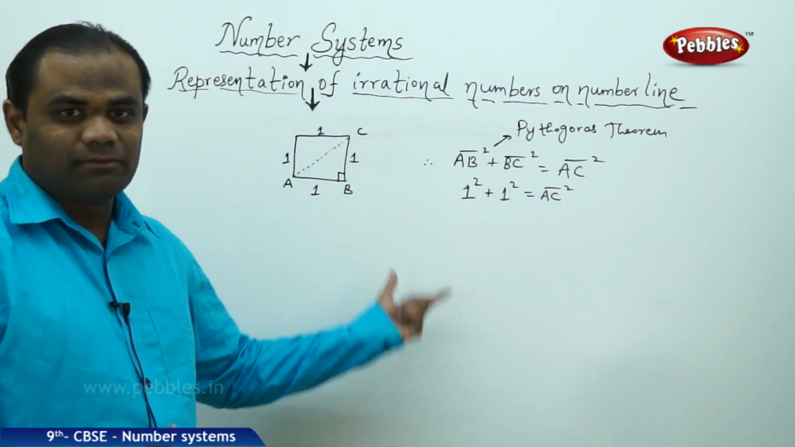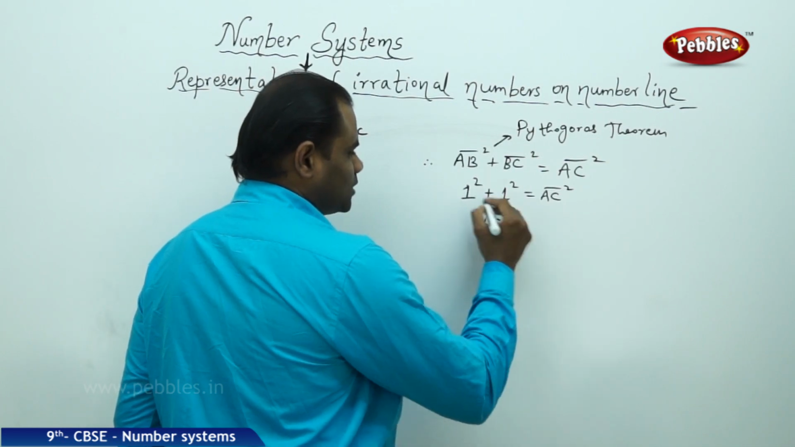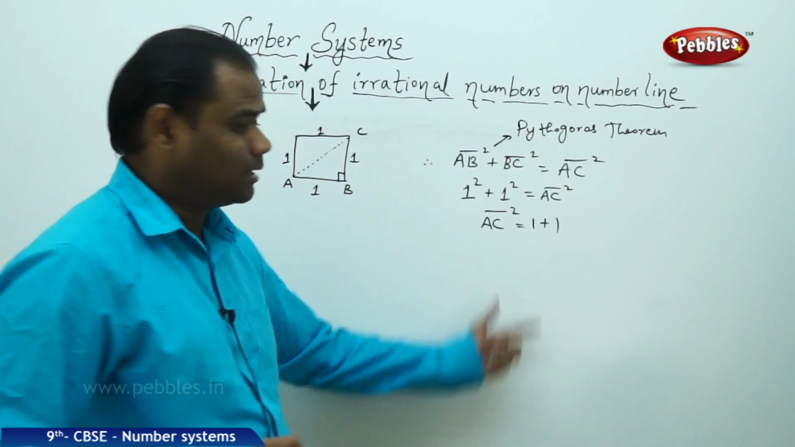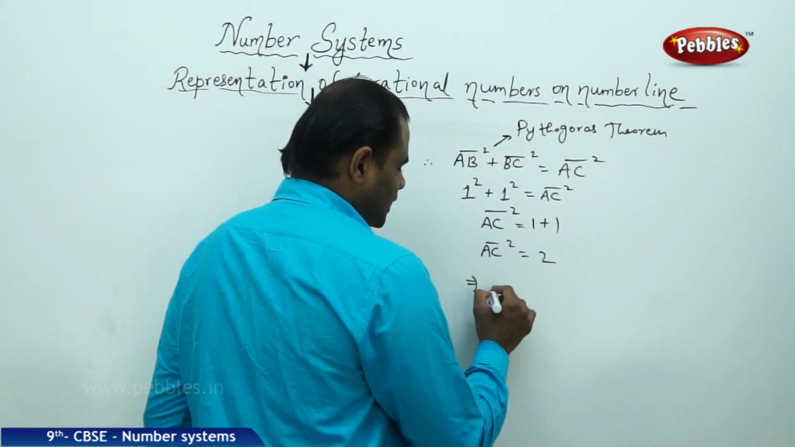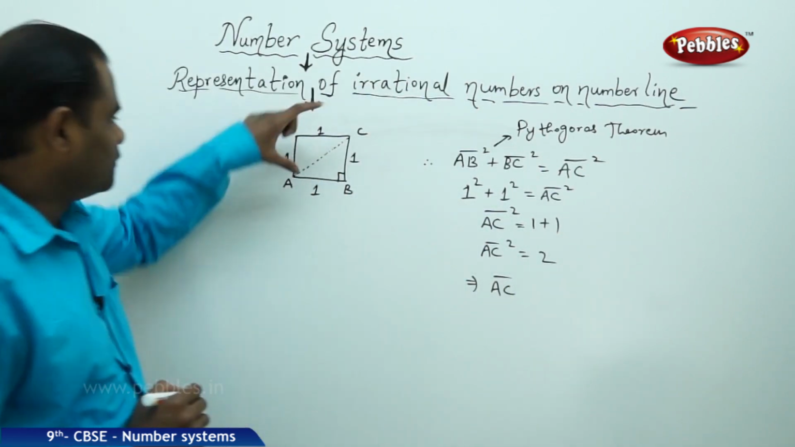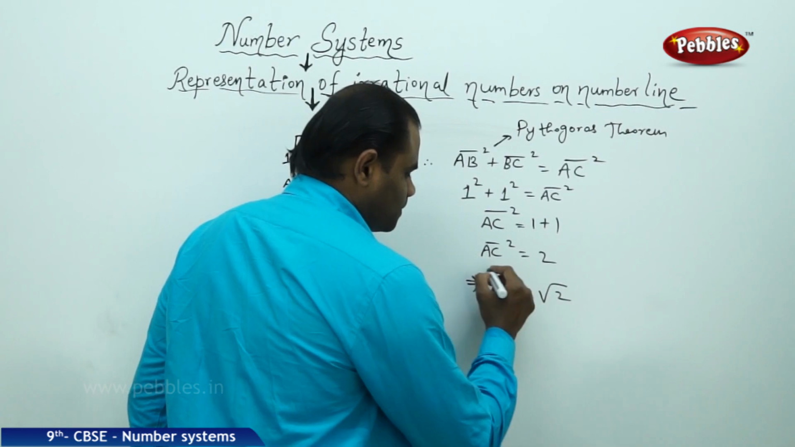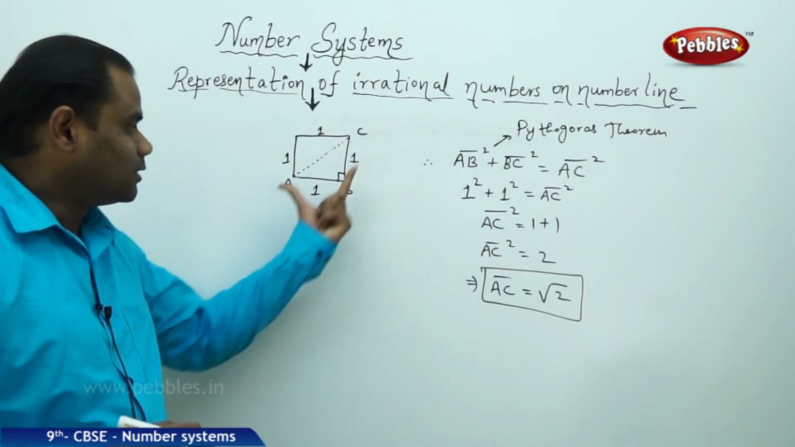Now when I further simplify this, I get AC square equals 1 square, which is 1, and 1 square, which is 1, which on further adding up gives me AC square equals 2. That implies my length AC, which is the diagonal of the square, equals root of 2. This is how I get the root 2 out of 1 unit of the square.